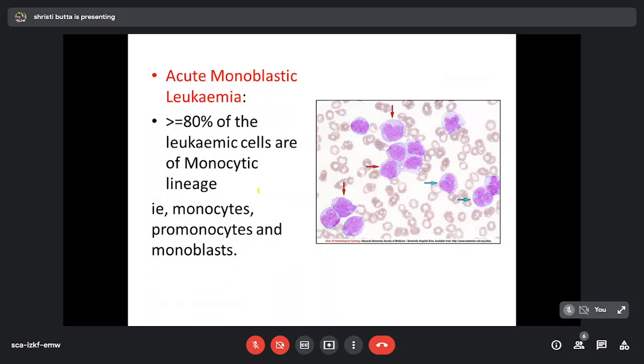Acute monoblastic leukemia. Now, acute monoblastic leukemias are characterized by more than or equal to 80% of the leukemic blasts of monocytic lineage. So they are the monoblasts. They have somewhat cleaved nuclei here, and sometimes they even have vacuoles within their cytoplasm.